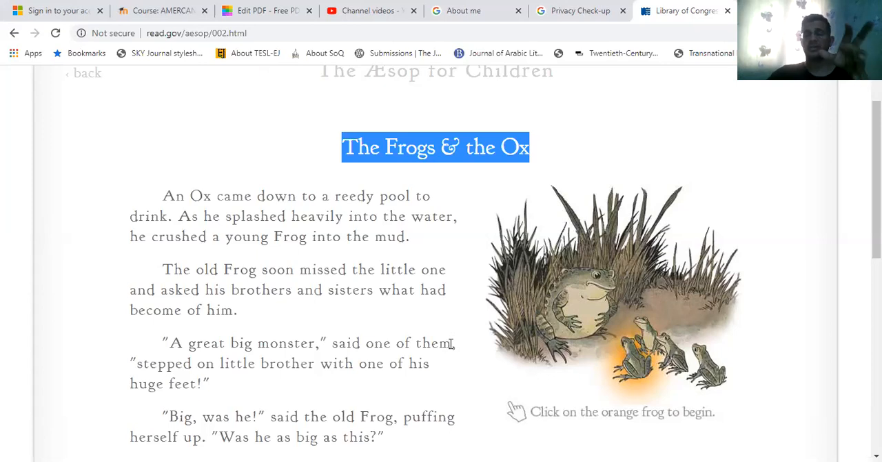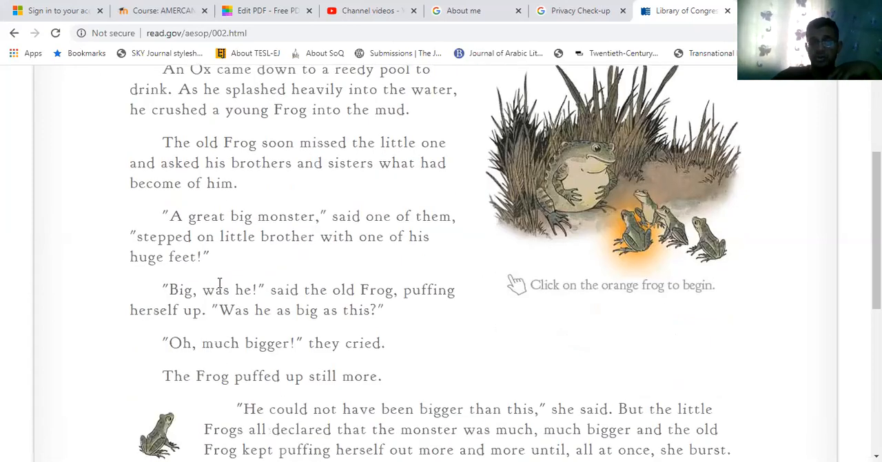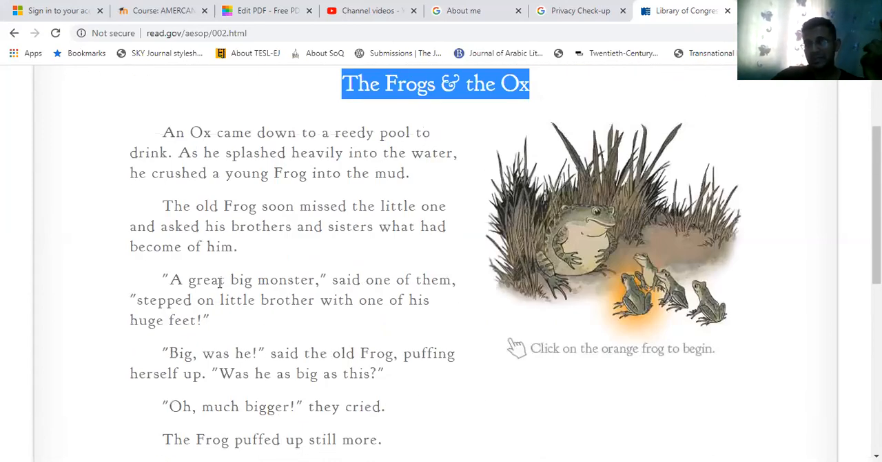Now, what is important about this story is that it is very short. We finish it in just 1 or 2 minutes, okay? That's the shortest short story that we will come across.